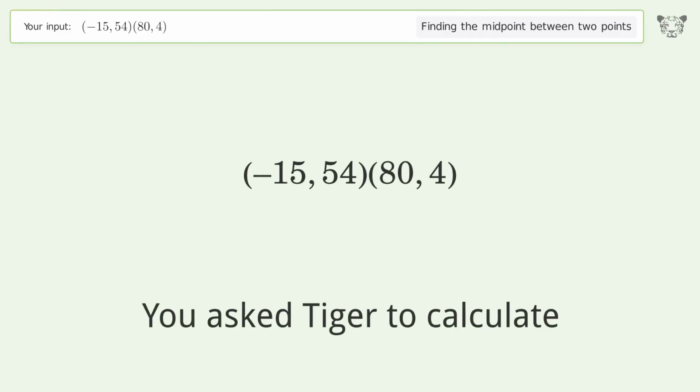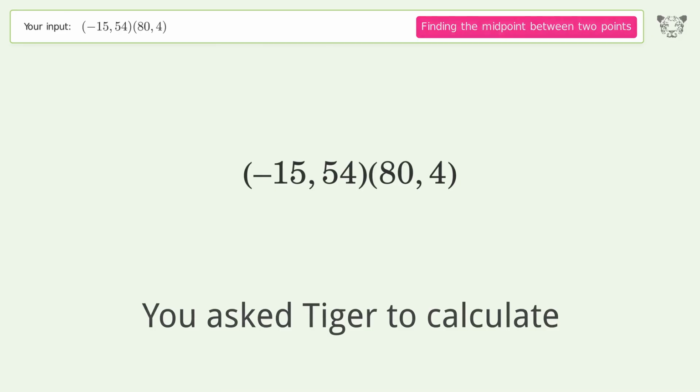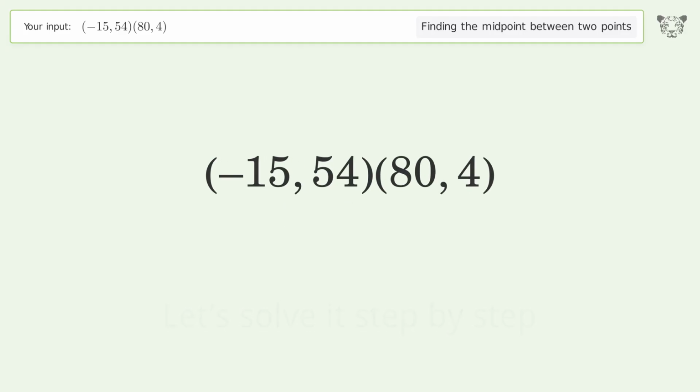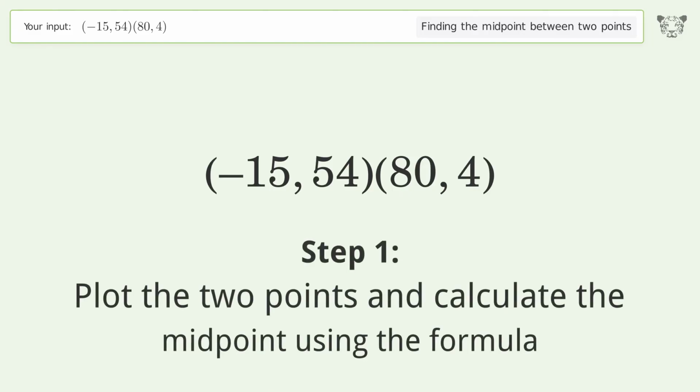You ask Tiger to calculate. This deals with finding the midpoint between 2 points. The midpoint between the 2 points is 32.529. Let's solve it step by step. Plot the 2 points and calculate the midpoint using the formula.